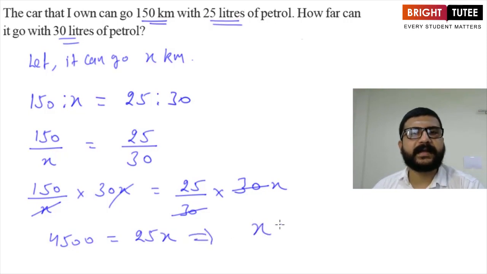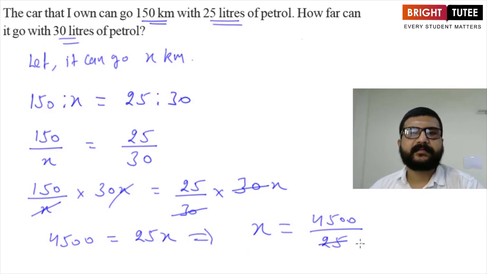Now from here we will get x is equal to 4500 divided by 25. So now what we will get from here? Let's simplify it. 5 5s are 25 and 5 9s are 45, and then we are having 2 zeros here. Now again we can cancel it. It will be 5 1s are 5 and 5 18s are 90. So it will be 18, and then we are having one more 0. So the final answer for x we are getting is 180.